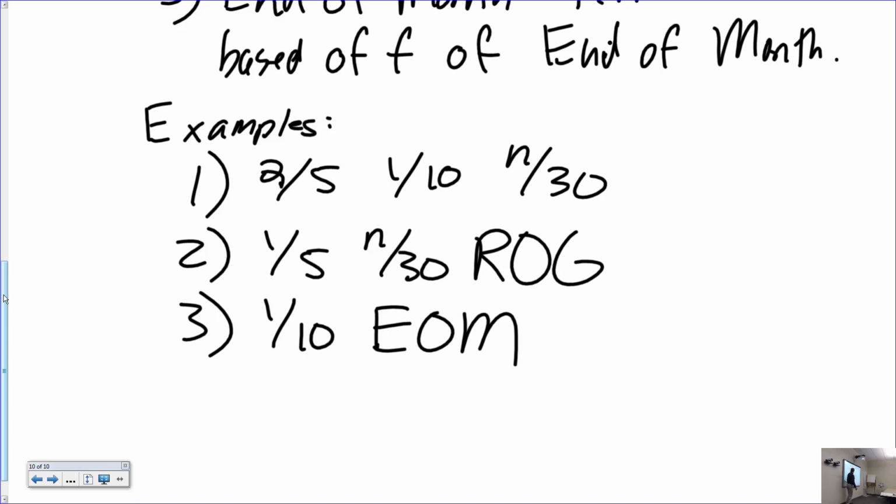Likewise, down here, the only difference, this is how you denote the difference between standard and receipt of goods, is you'll see that ROG at the end, right? ROG means receipt of goods. You actually have to have that phrase there to tell you that's the term you're using, right? And likewise, guess what EOM stands for? End of month. And again, this is a 1% discount if you pay within 10 days of the end of the invoice month. Okay? And again, we'll get examples of those next week when we finish up chapter 7.